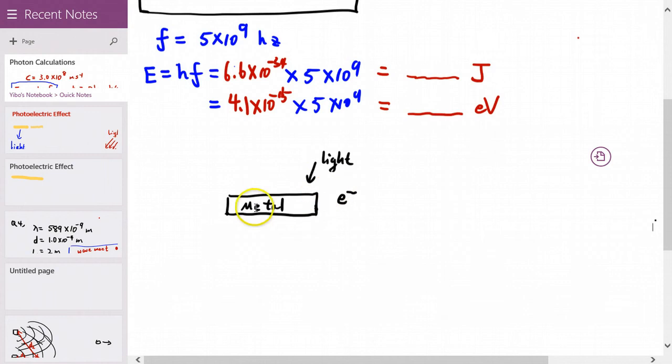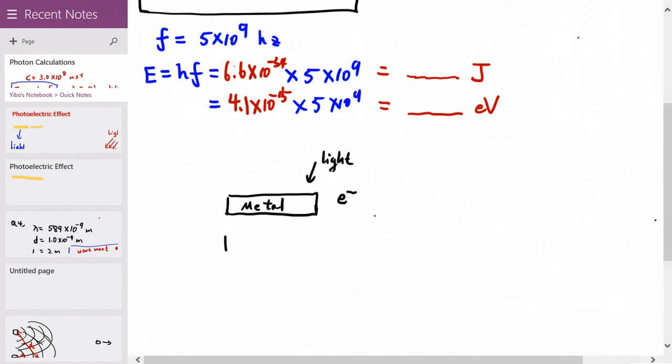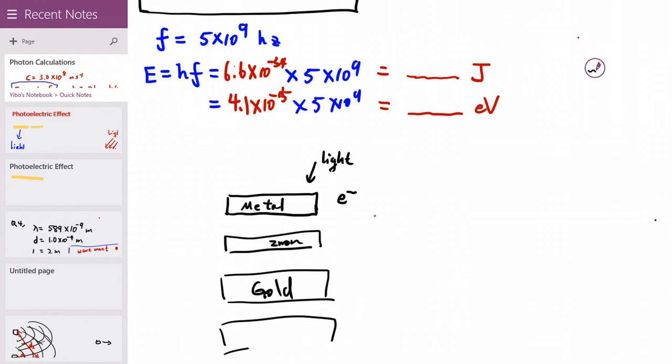And the minimum frequency of light to make an electron escape from a metal is different for each one. It depends on the metal. So it's different for iron, it's different for gold, and it's different for silver.